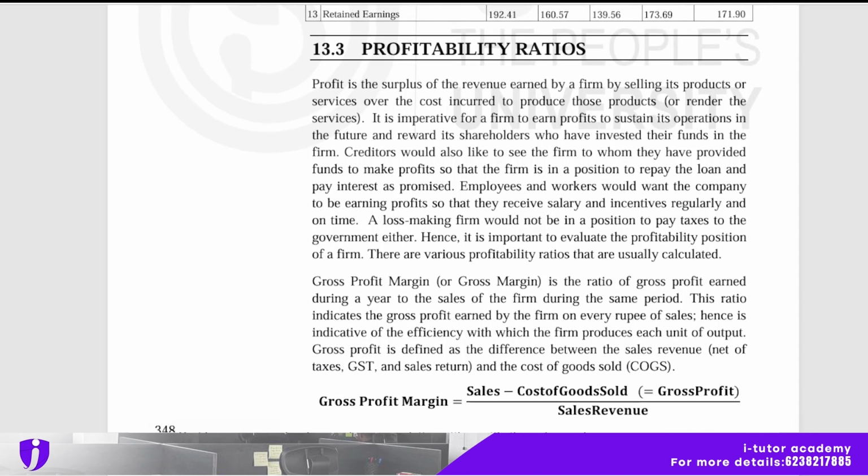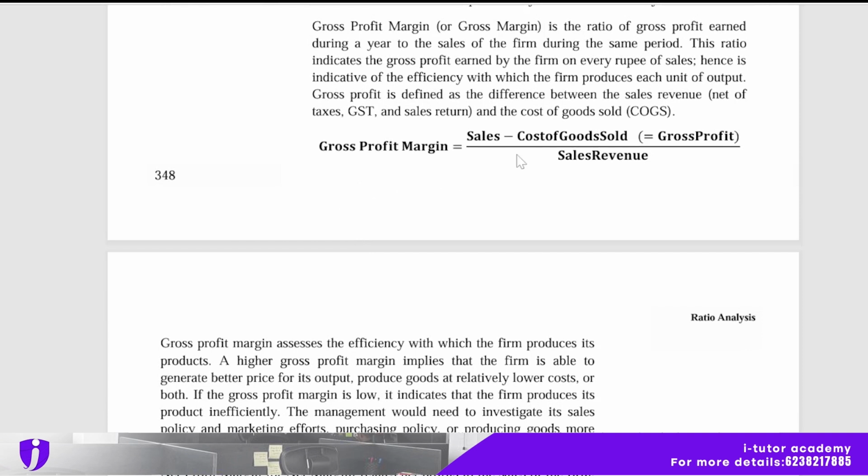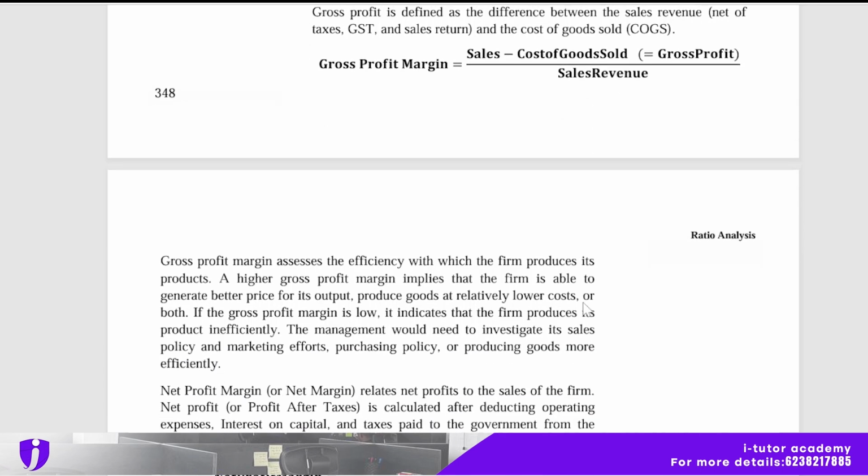Creditors would also like to see the firm to whom they have provided funds make profit, so that the firm is in a position to repay the loan and pay interest as promised. Employees and workers would want the company to be earning profit so that they receive salary and incentives regularly and on time. So gross profit margin is equal to sales minus cost of goods sold, that is gross profit, divided by sales revenue.